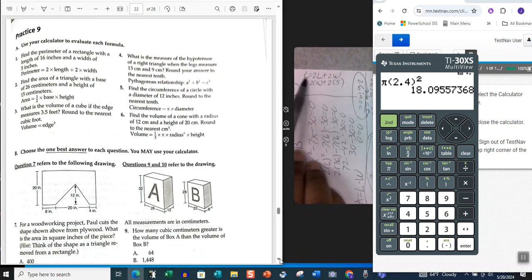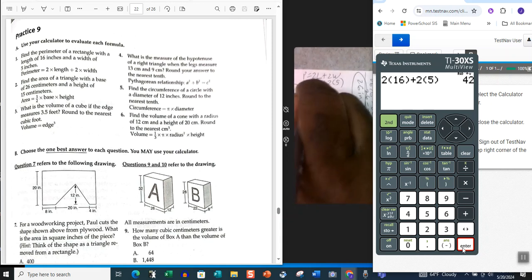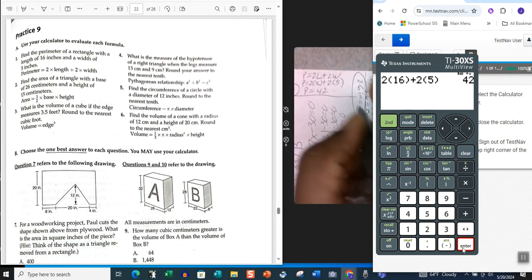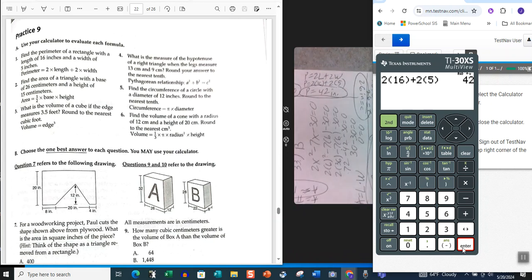Okay, so now we got 2L plus 2W, 2 times 16 plus 2 times 5. So we could just put that in our calculator. So we'll do 2 parentheses 16 plus 2 parentheses 5. Press enter. So our answer here would be 42 inches. So the perimeter is 42 inches. That would be our perimeter for problem number 1.